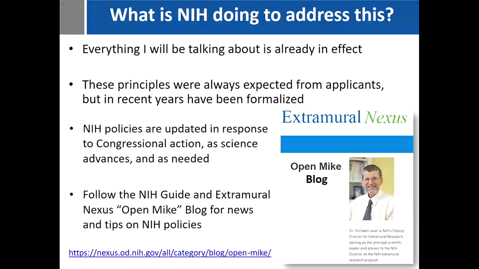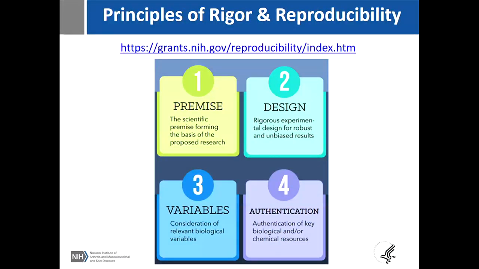The four main principles of rigor and reproducibility that are the bedrock to the NIH policies are these ones right here. It's the scientific premise, the experimental design, consideration of biological variables, and then authentication of key biological and chemical resources. I'm going to go through these each sequentially. Again, my goal here is to provide you with some practical knowledge of what I can take home from this that will help me in writing future NIH applications.